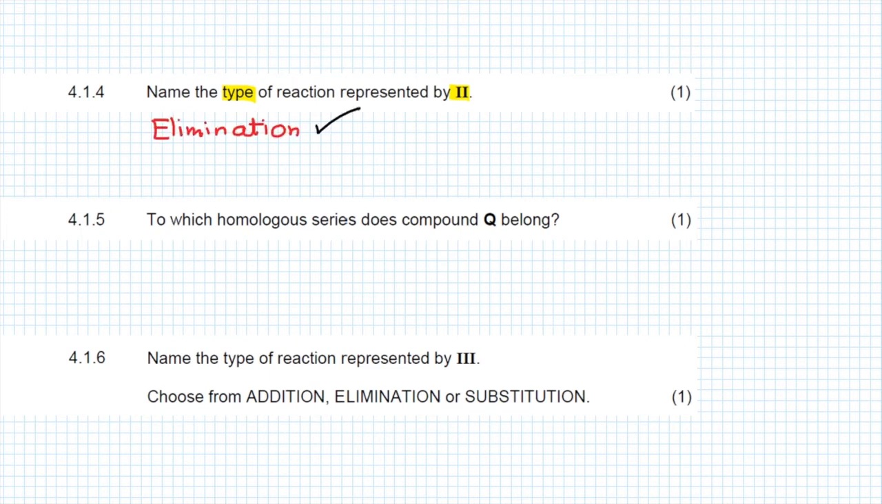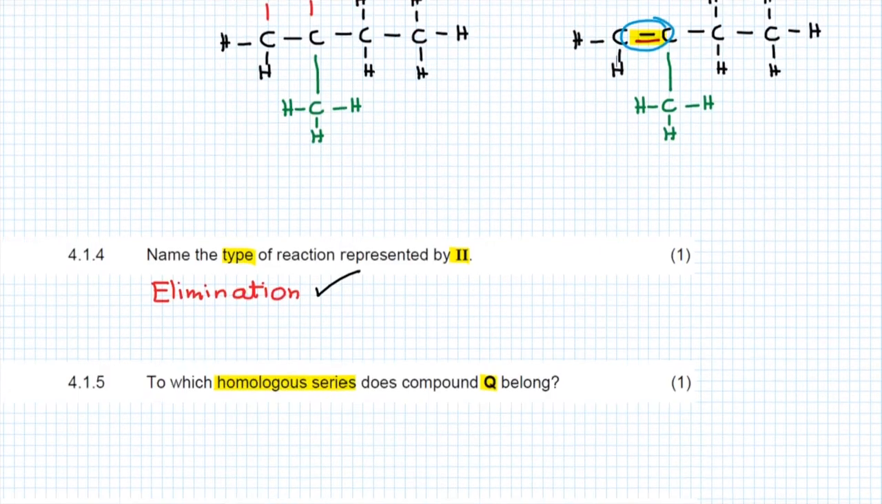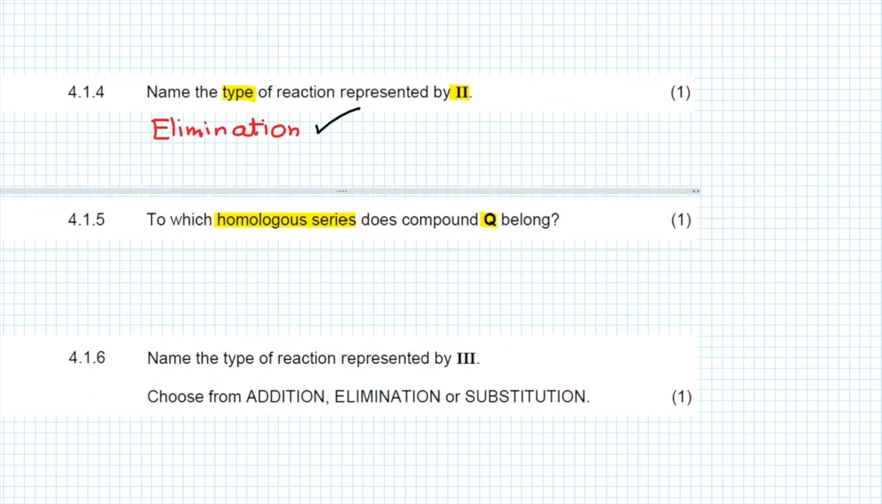Question 4.1.5 asks, to which homologous series does compound Q belong? Again, we've already drawn out compound Q. If you look at the entire structure, it only consists of carbon and hydrogen atoms, so we know that this is one of the hydrocarbons. It contains in its structure a double bond, so we know that we are dealing with alkenes.